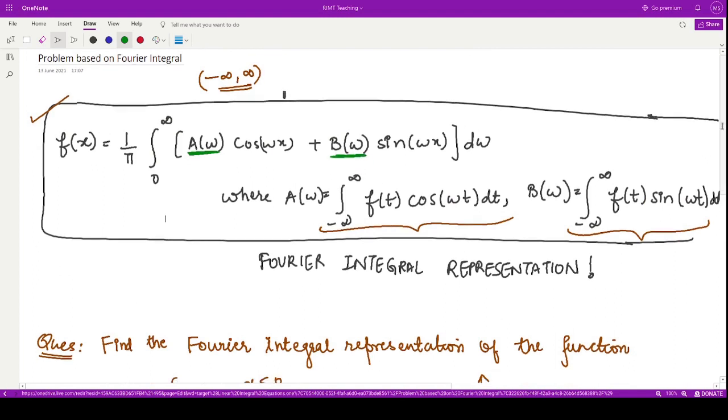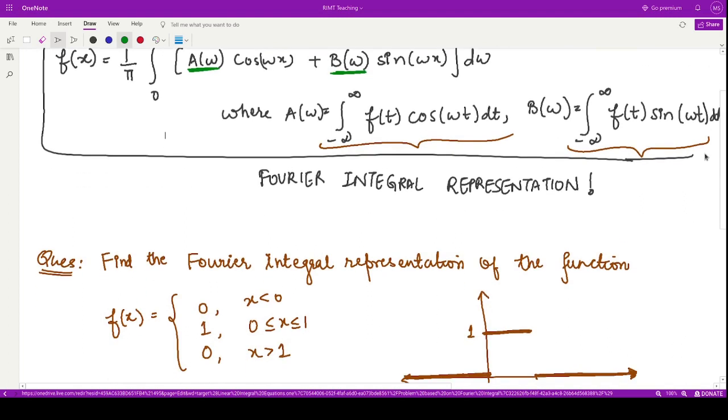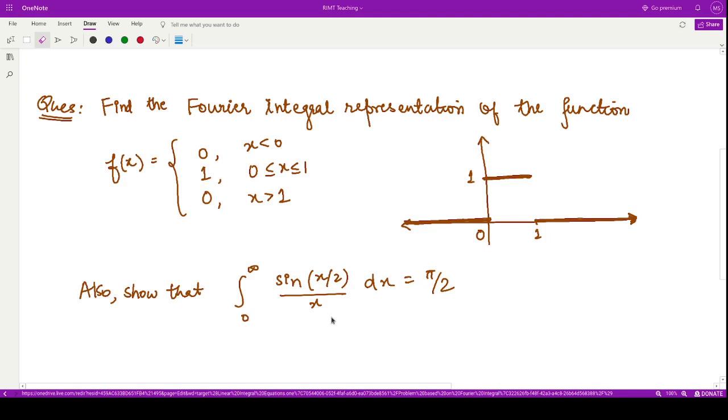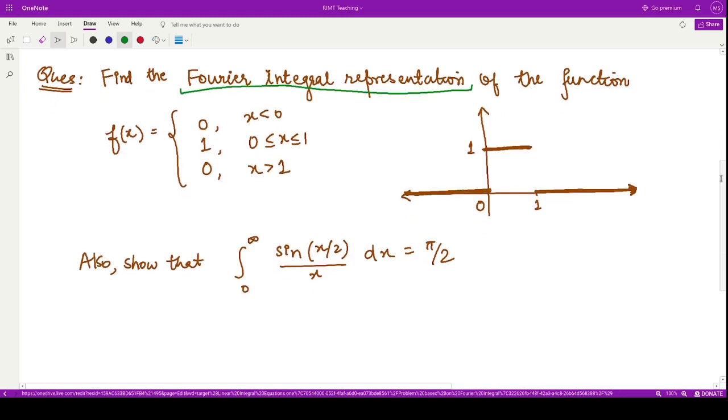Further, in the question they are also asking to show that the integral from 0 to infinity of sin x divided by x dx is equal to pi by 2. Now this kind of integral is a difficult integral to solve, because it cannot be integrated directly. So for that we may make use of this Fourier integral representation for the given function. Let us see how we can do that.